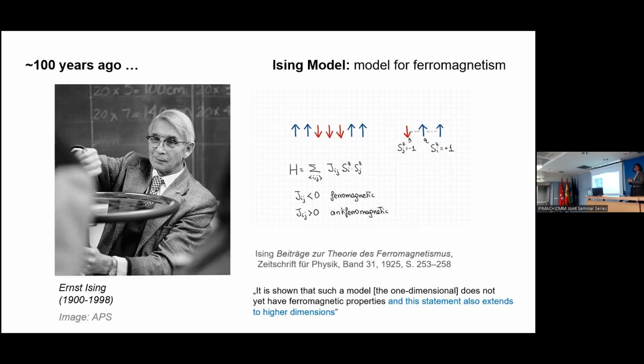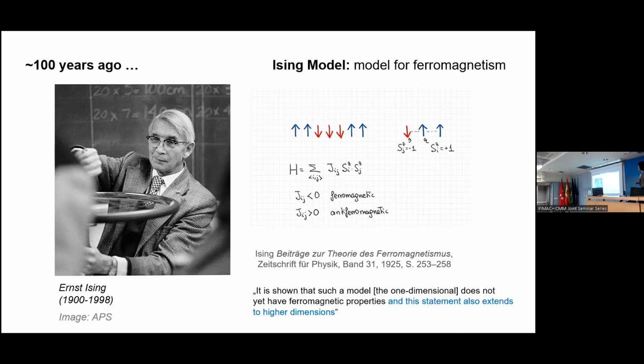So the simplest case is just to take a linear chain, what we know as the one-dimensional Ising model. And in fact, the one-dimensional Ising model, you can solve it very nicely analytically, and it doesn't have a ferromagnetic transition at any finite temperature. So with that, Ising concluded, and this is just taken from his PhD that was published in the Zeitschrift für Physik, it is shown that such a model, the one-dimensional, does not yet have ferromagnetic properties.